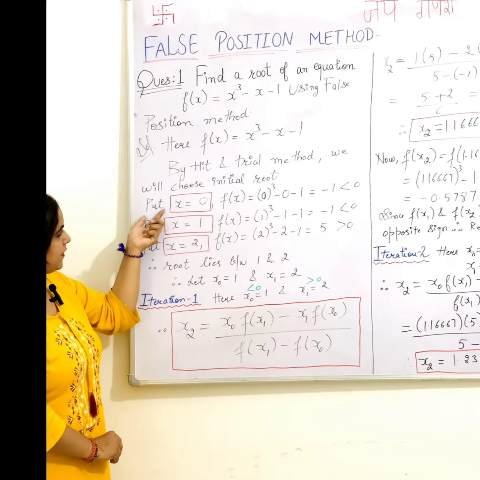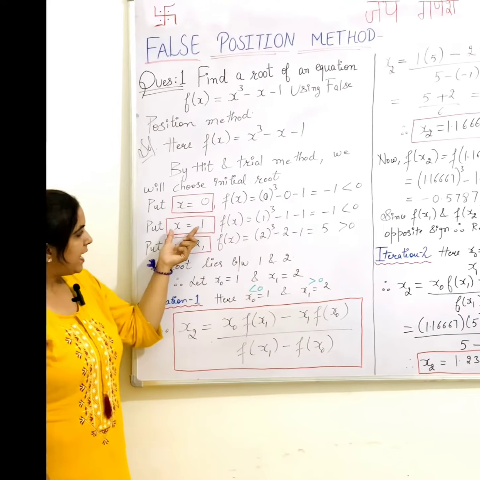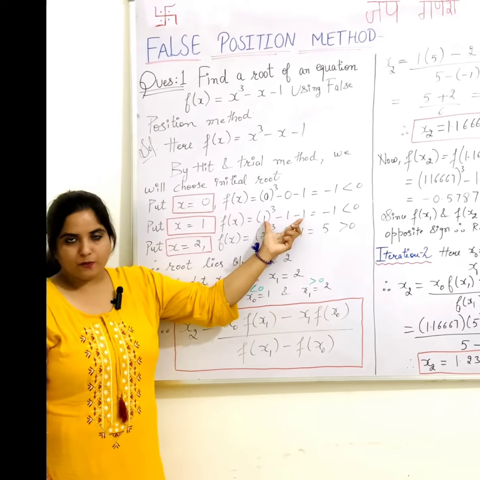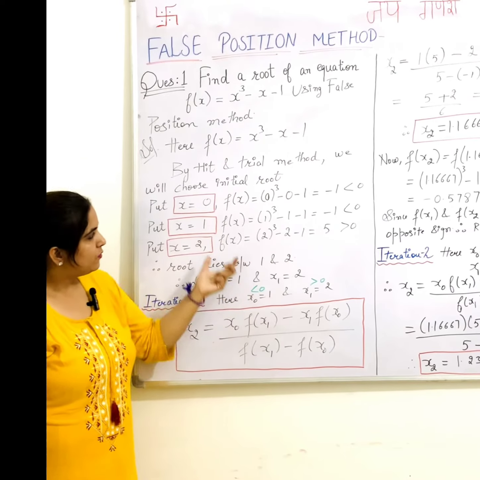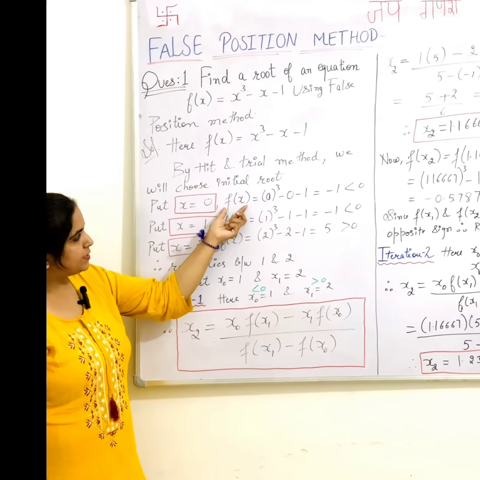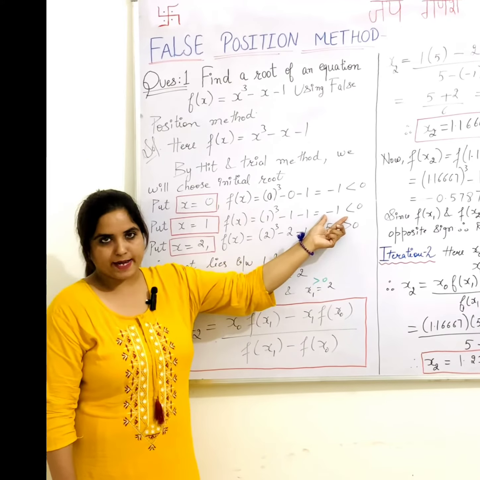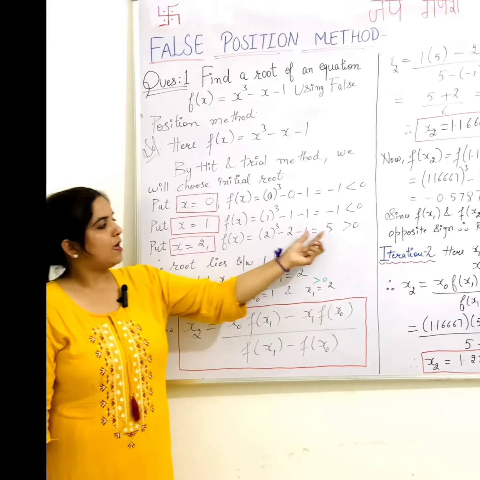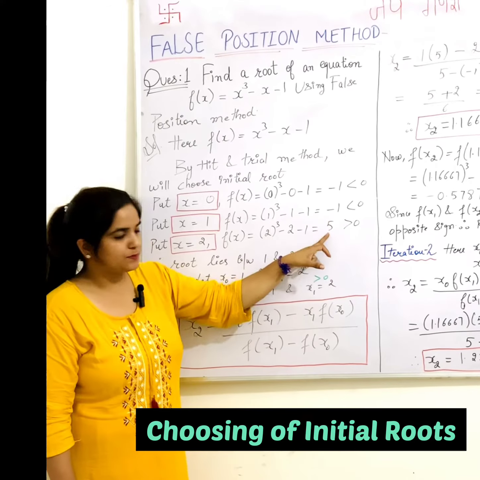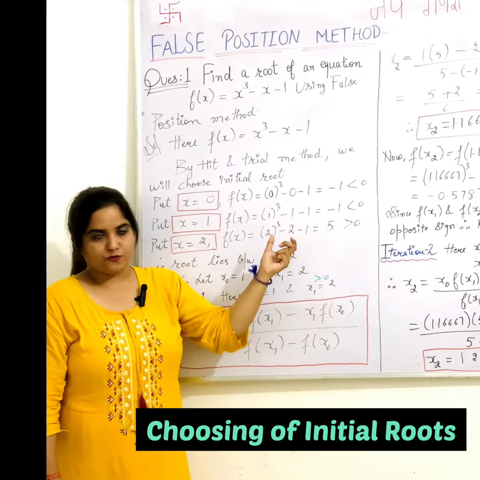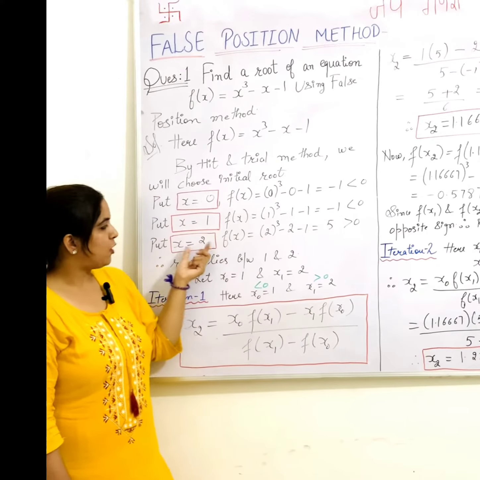So what is done? Firstly, x equals 0 is substituted in the given equation, x equals 1 is substituted, and x equals 2 is substituted. And we will observe the answers. f of 0 is -1. f of 1 is also -1. f of 2 is 5. It is positive 5. This is negative, this is positive. So this is where we need to focus. One is negative, another is positive. So here we will stop the calculation.